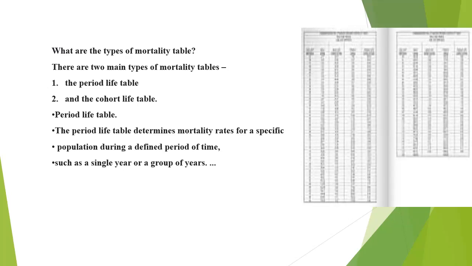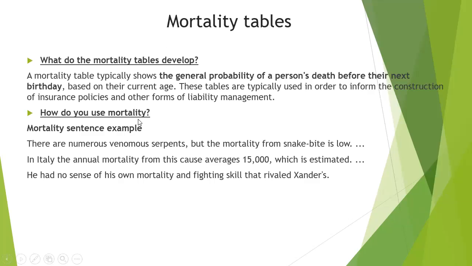What are the types of mortality tables? There are two main types of mortality tables, the period life table and the cohort life table. A period life table determines the mortality rate for a specific population during a defined period of time, such as a single year or a group of years. What do we develop in the mortality tables? The mortality table typically shows the general probability of a person's death before their next birthday based on their current age. These tables are typically used to inform the construction of insurance policies and other forms of liability management.